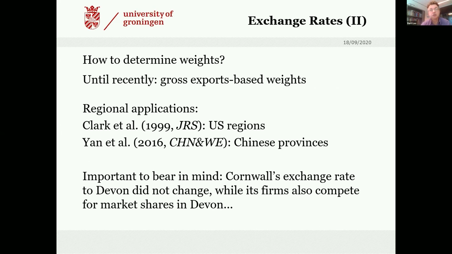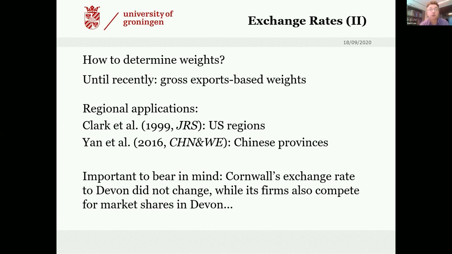Now the big issue is how to determine these weights, and until recently this was mainly done using gross exports. So a country to which a lot of the exports are directed, they get relatively high weights, large weights, and countries that are less important in the exports basket, they get smaller weights. This has also been done, although only very rarely at the regional level.